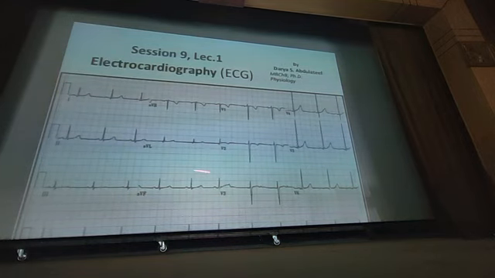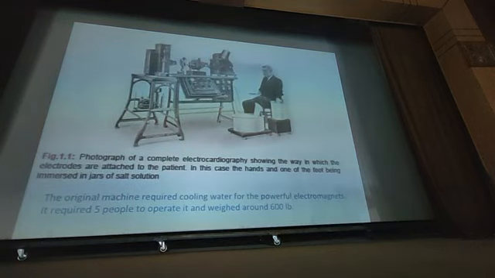Why do we have so many leads? Why is the ECG paper gridded? Why are these squares important? We will take all of these later in the clinical foundation course, clinical skill module, where we will also have practical sessions and go more practical. Today, in the second lecture, we will also discuss some practical points.